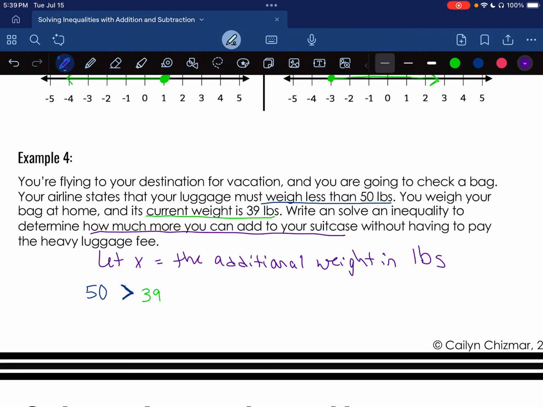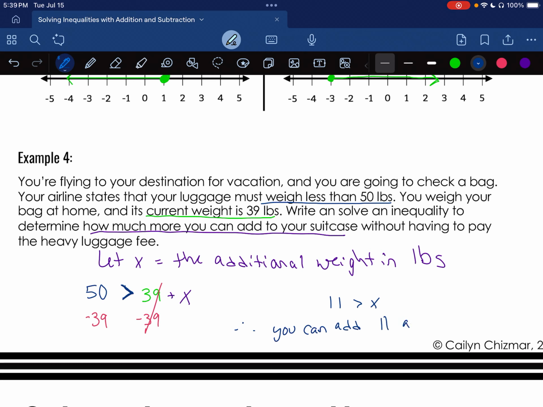All right, so we're going to go and solve. We'll take 39 away from both sides. And we'll end up with 11 is greater than x, right? So therefore, you can add 11 additional pounds.